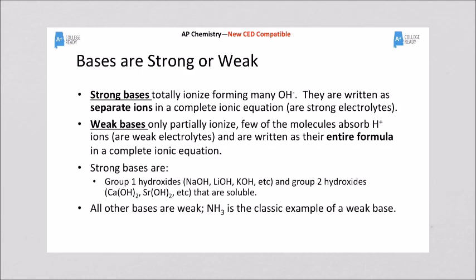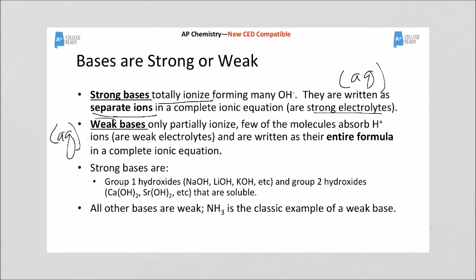Same thing with strong bases. It works exactly the same way. Strong bases are strong electrolytes. Again, they're going to have this AQ symbol. If we know the base falls into this strong category, they will totally form ions in the solution, and they will be separate ions in the net ionic equation and the complete ionic equation, because they are strong electrolytes, completely forming ions. Weak bases also will have the symbol AQ.